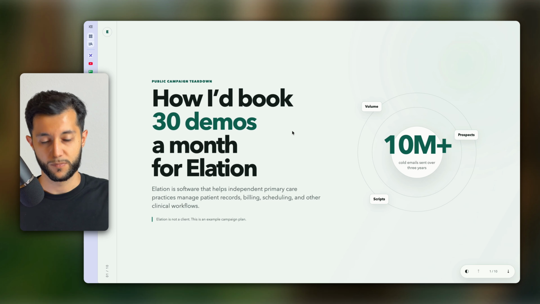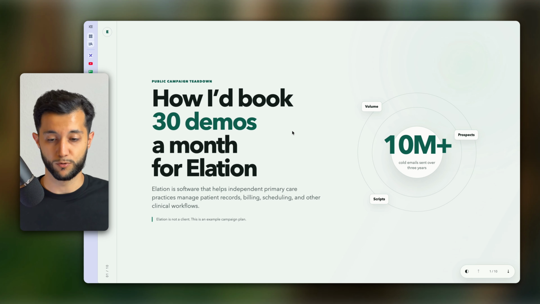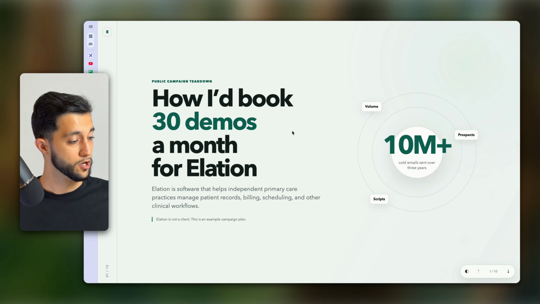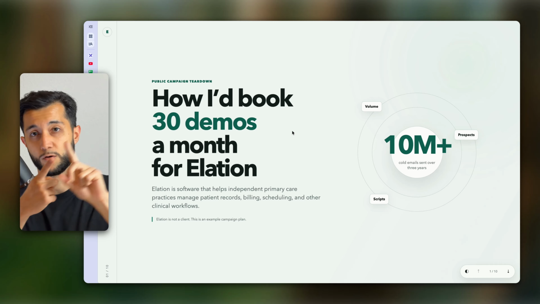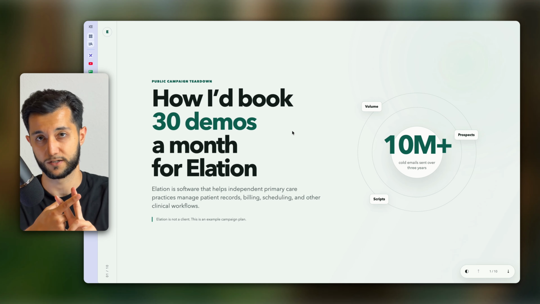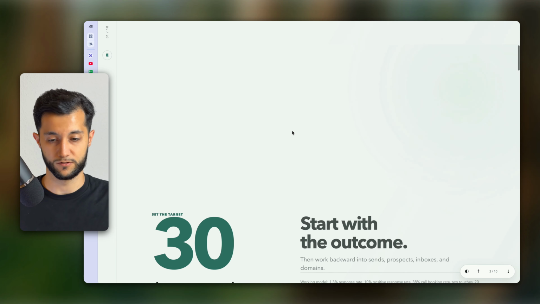And in this hypothetical scenario, I want to show you guys how I would book 30 plus demos a month for Elation. And we're going to cover that by going over three things: what kind of volume I would run, what kind of prospect list I would build, and what kind of scripts I would send to those prospects so that we can book demos out of these, right? So let's get straight into it.